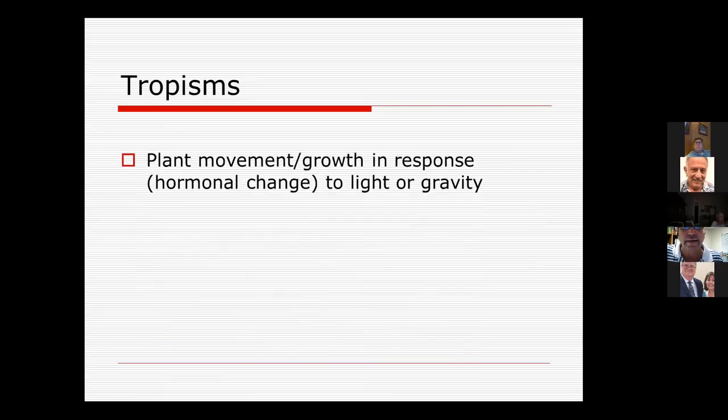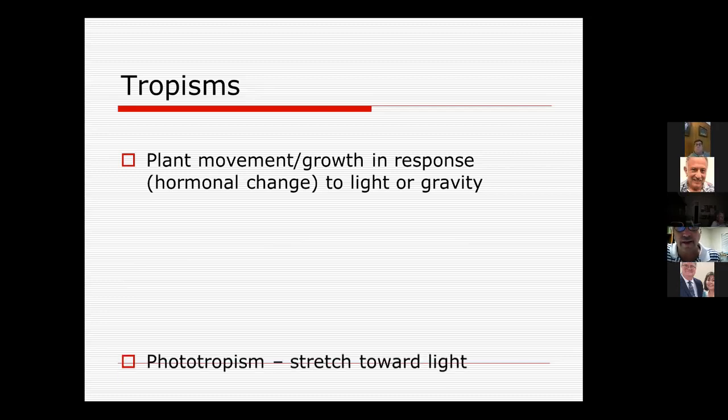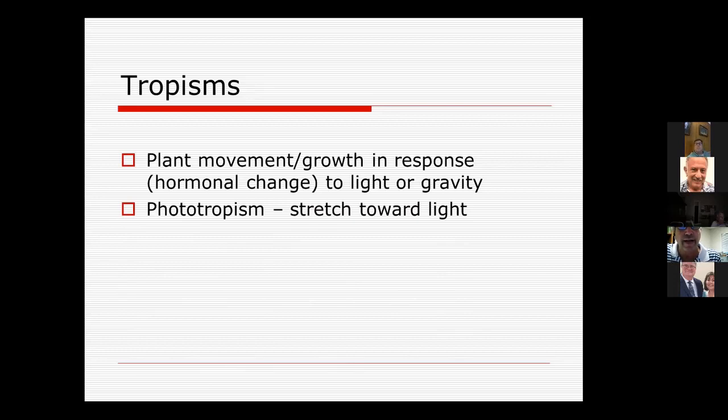Okay. And the last thing I'm going to talk about are tropisms. Tropisms are a plant growth reaction to an environmental stimulus, primarily light and gravity. So it's caused by a hormonal change within the stem of the plant. So it appears to be a movement or a growth in a certain direction, usually to light or gravity. If it's due to light, it's called phototropism. If it's due to gravity, it's gravitropism.